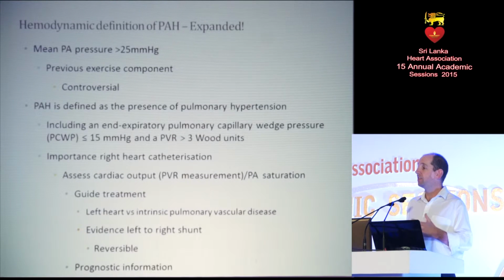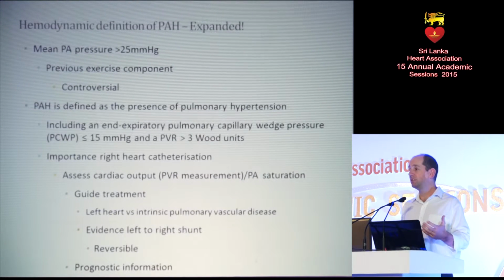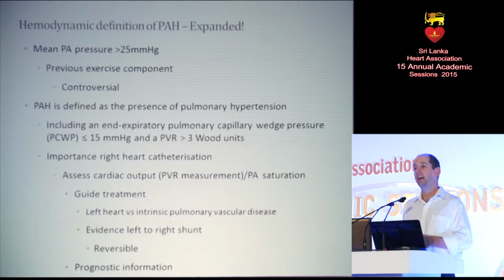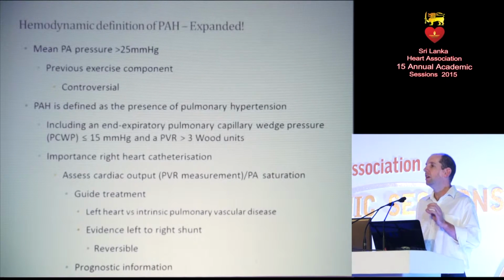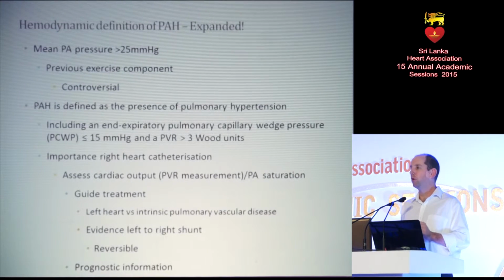Furthermore, the right heart catheter can confirm the presence of left heart disease with an elevated wedge pressure. We can exclude left to right shunt by assessing the pulmonary artery saturation. And in cases where there is a significant intracardiac shunt as a cause for pulmonary hypertension, by assessing the pulmonary vascular resistance, we can see whether this is potentially reversible with defect closure. Furthermore, the right heart catheterisation gives important prognostic information, and that's something that I'll elaborate on.